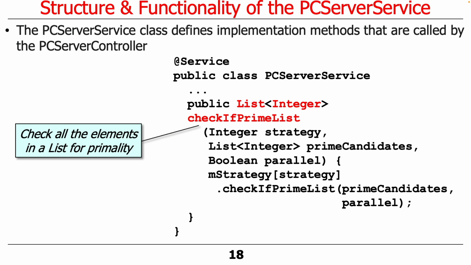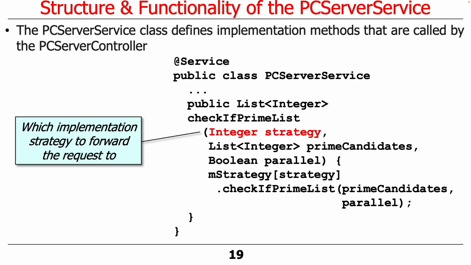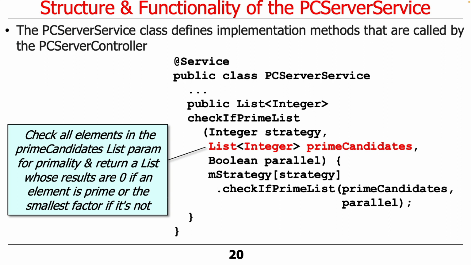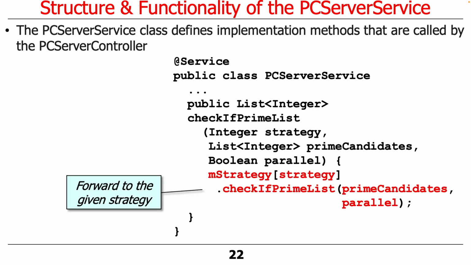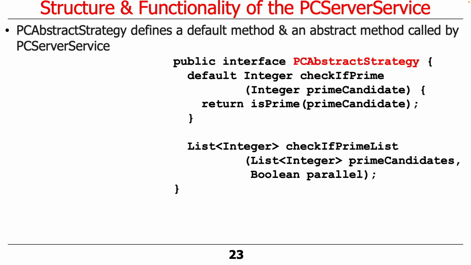Similar kind of thing with checkIfPrimeList. We pass in the integer strategy. We pass in a list of integer prime candidates. And we also pass in a flag that indicates, do we want this code to run in parallel or not? Because obviously the behavior will differ depending on what parameter value we pass in, we allow the client to decide whether to run the service in parallel or not. And then we index into the mStrategy array with the strategy and call the method on whatever we find there, checkIfPrimeList, passing in the prime candidates and the parallel flag.